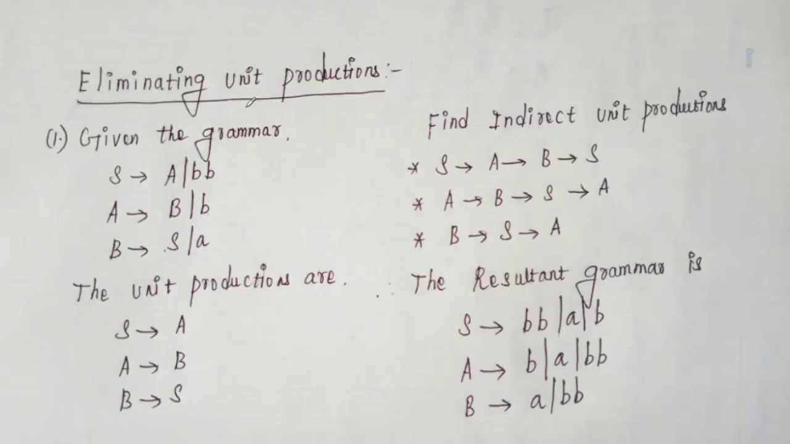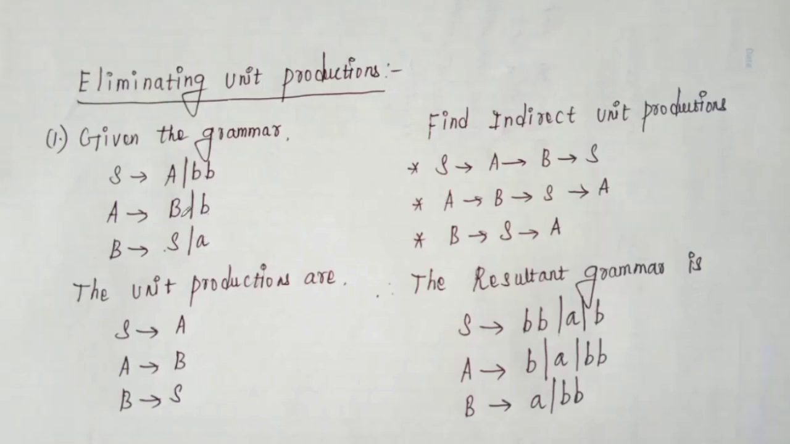We will discuss the elimination of unit productions in the simplification of context-free grammar. The given grammar is S tends to non-terminal symbol A or terminal symbols BB. Next, A tends to non-terminal symbol B or terminal symbol b. Last one, B tends to non-terminal symbol S or terminal symbol a.